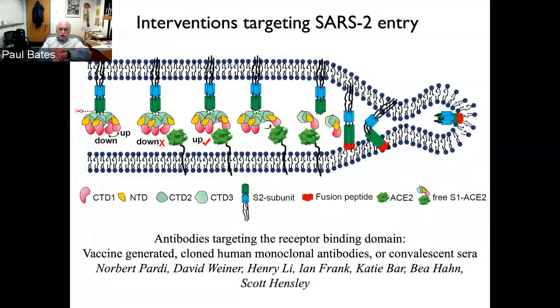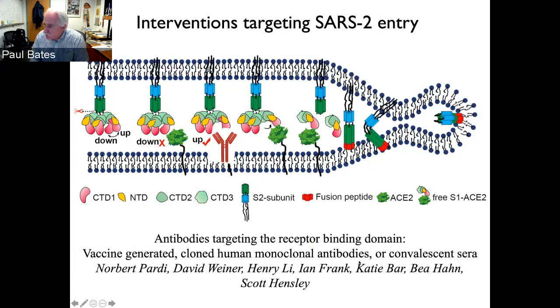So I want to talk very quickly in the last few minutes about interventions that one might do to target SARS-2 entry. So, for example, one might think about generating antibodies that would block the receptor binding domain, either monoclonals or vaccine-generated antibodies that could inhibit this. Or you could use convalescent sera that might inhibit receptor binding. And so these are being developed on campus by a number of people, vaccines by Norbert Pardi, Dave Weiner, Henry Lee's working with a group and us on some human monoclonals.